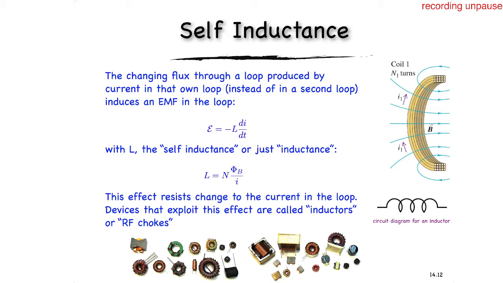And so we can say that EMF is going to be proportional to the rate of change of current. And this is an expression that looks exactly like the EMF induced in coil 2 from the change in current in coil 1, only now it's the EMF induced in the same coil that the current is in. So we call this constant here L, the self-inductance. It has the same units of Henry as the mutual inductance.